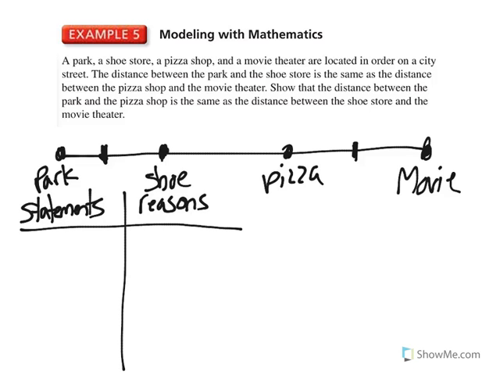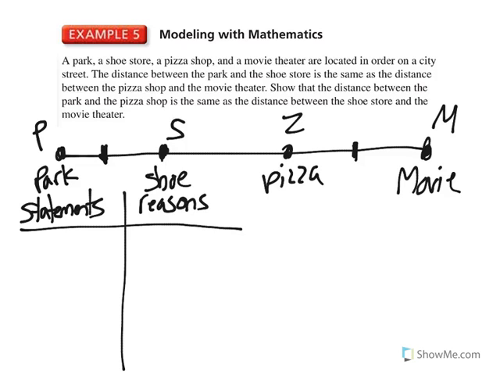And to make this simpler, I'm going to go ahead and just give these points names. Instead of park, shoe, pizza, movie, I'm going to give them actual point names with a letter. So the park I'm going to do is P. The shoe store I'm going to do is S. Pizza I'm going to do is Z since it has so many Z's in it. And then movies I'm going to do as M, point M.